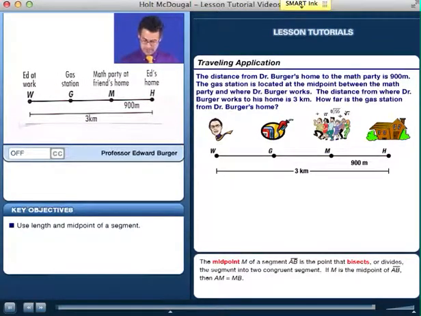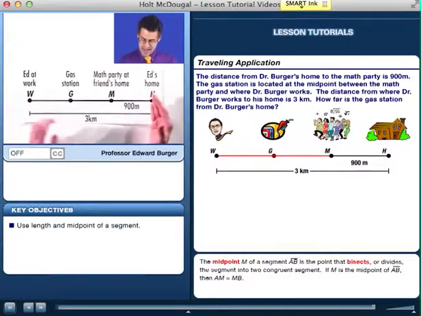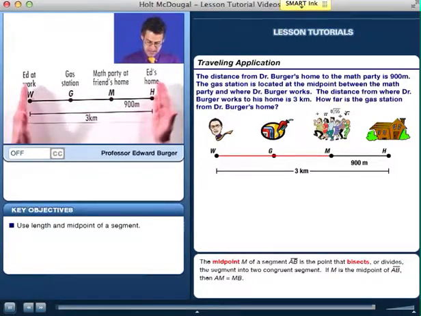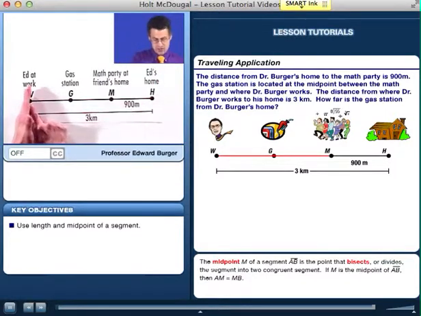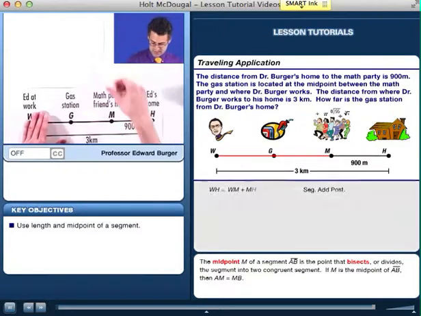Well, the first thing I want to figure out is, what is this length right here? Well, I'm going to use this property that, in fact, I know that this entire length is 3 kilometers, and I know this little piece right here is 900 meters. And so if I take this length and subtract that length, I'll get this length. And that actually is going to be a useful fact that's going to come in handy. So let's write that down.